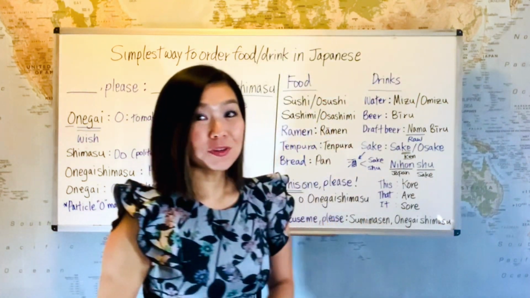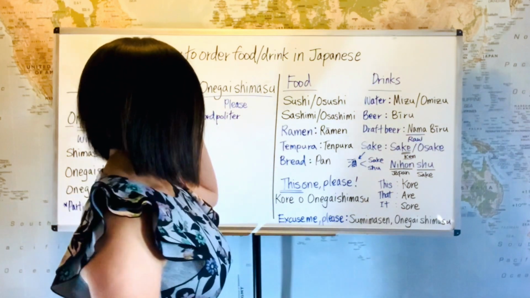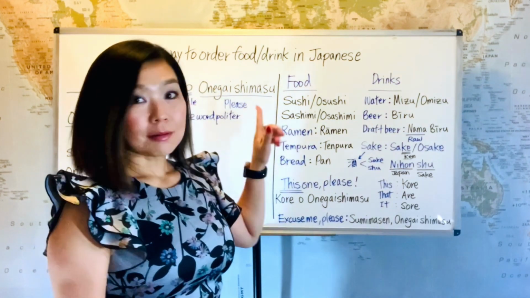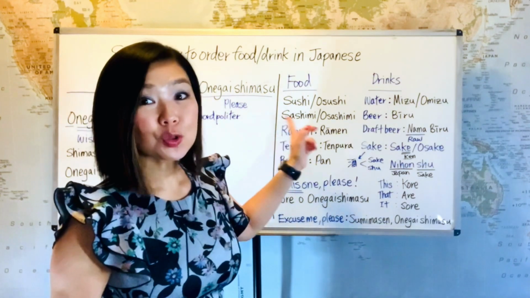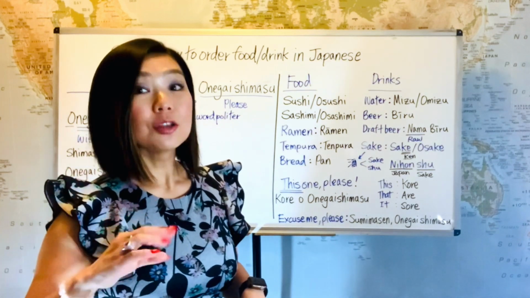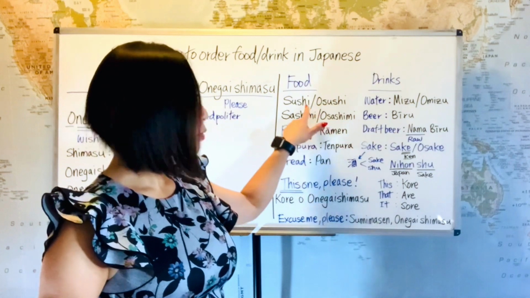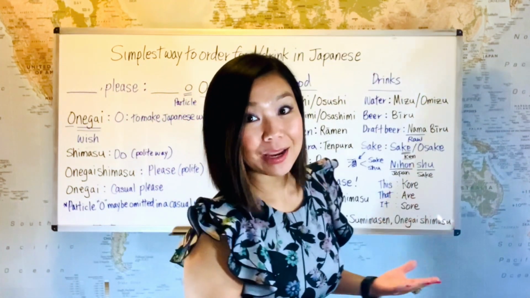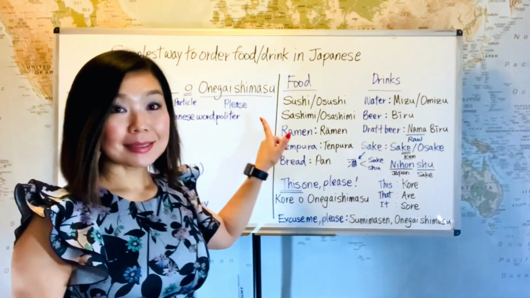Now, let's move on to some new vocabulary for food and drinks. Let's start with the food. The most popular Japanese food, of course, that everybody should know, is sushi. In Japanese we say sushi, or we say osushi. Do you remember this o? We just learned it. That's the o that makes the Japanese word politer, right? So we say osushi.